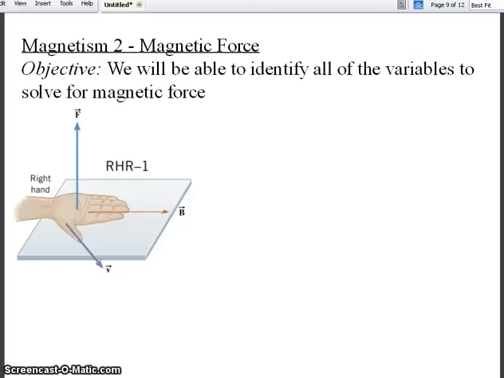Good morning, class, and welcome to this lesson on magnetism to magnetic force. Today, we will be able to identify all the variables to solve for magnetic force.